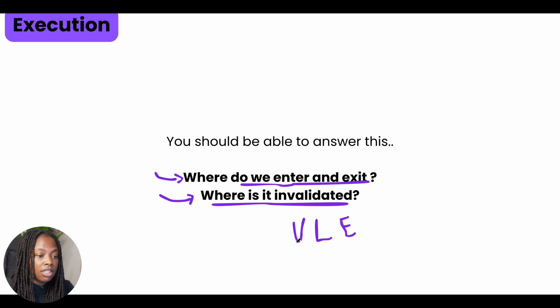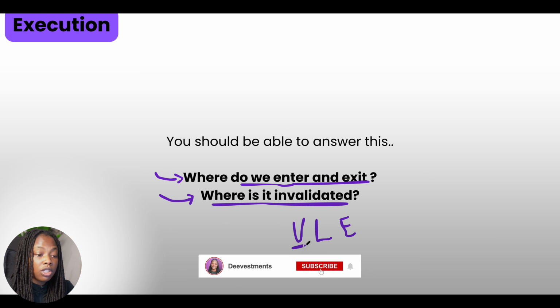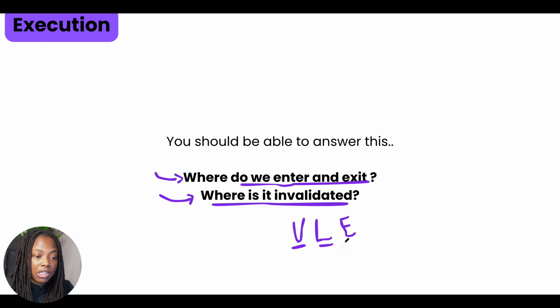Think about it as, what's the vibe? You're talking to your friends, what's happening? What's the vibe? Where are we meeting? Location. And then execution. How are we going to get there? How are we going to also exit? And when is this plan just not going to happen? Or where is it just going to get to a point where we just cancel plans? Think about it that way when you're looking at the charts.